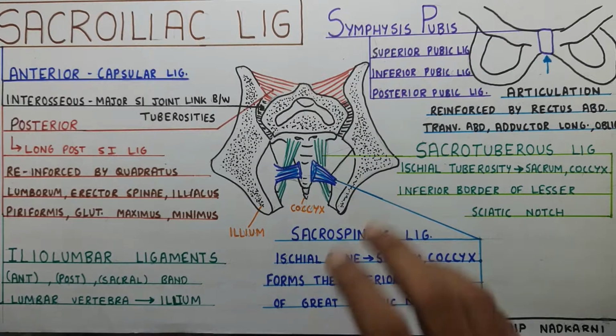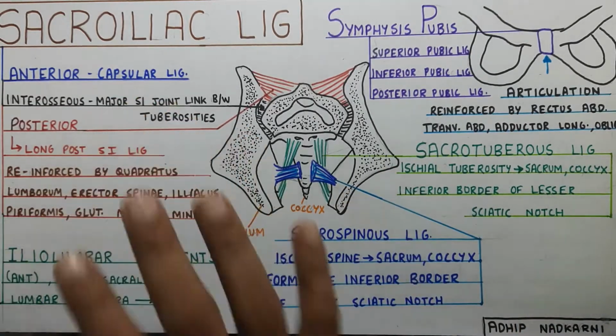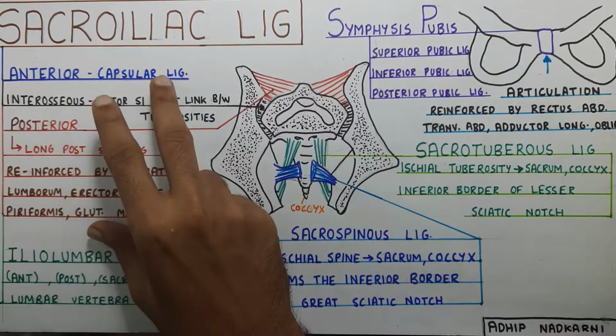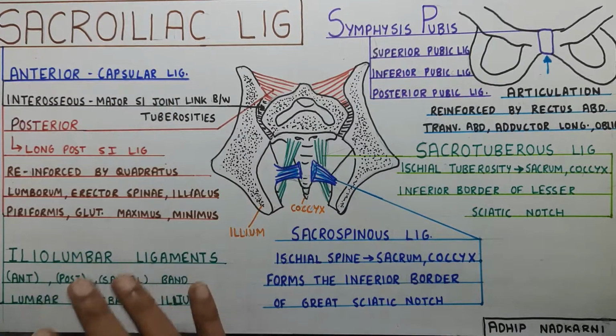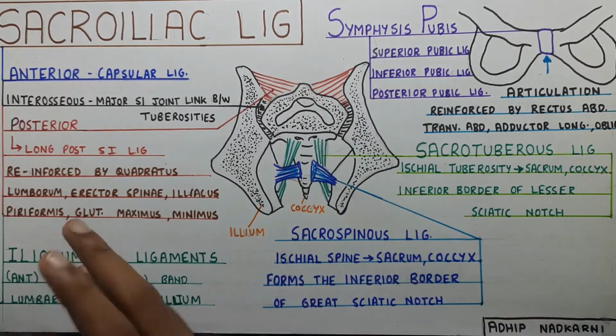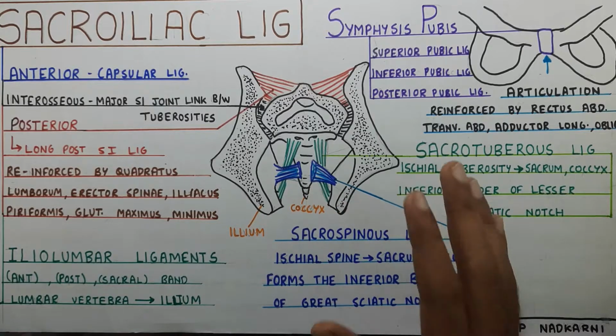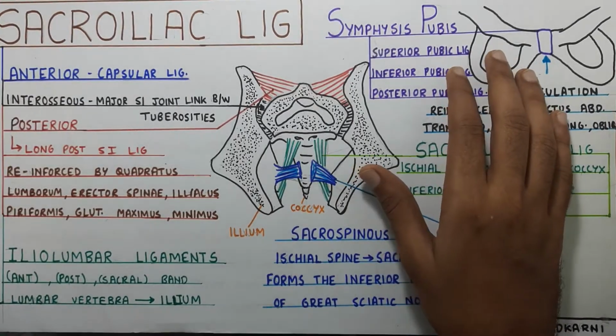In this video, we are going to talk about the sacroiliac ligaments. We will be covering the parts of the sacroiliac ligaments, then the iliolumbar ligaments, which I have discussed in the previous video, so I'll just be introducing them again. And then we will move on to the symphysis pubis, okay?